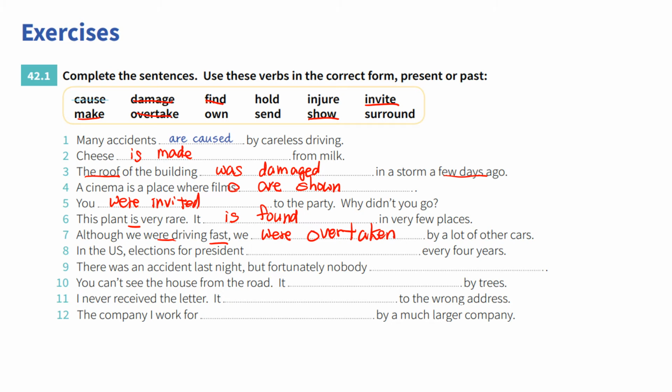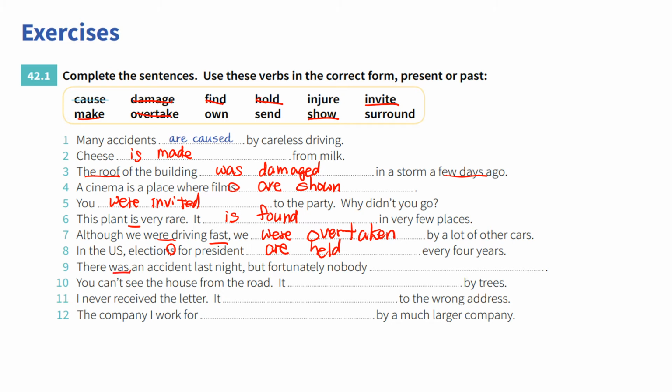In the US, elections are held for president every 4 years. So elections, this is plural. Elections are, and then hold and held, held every 4 years.